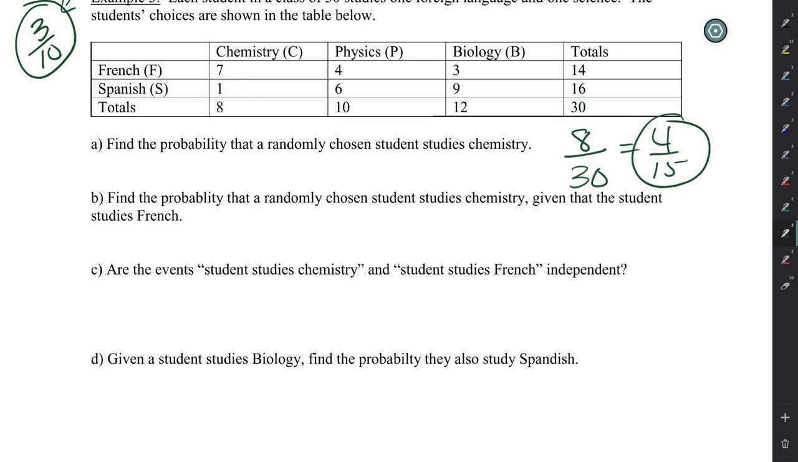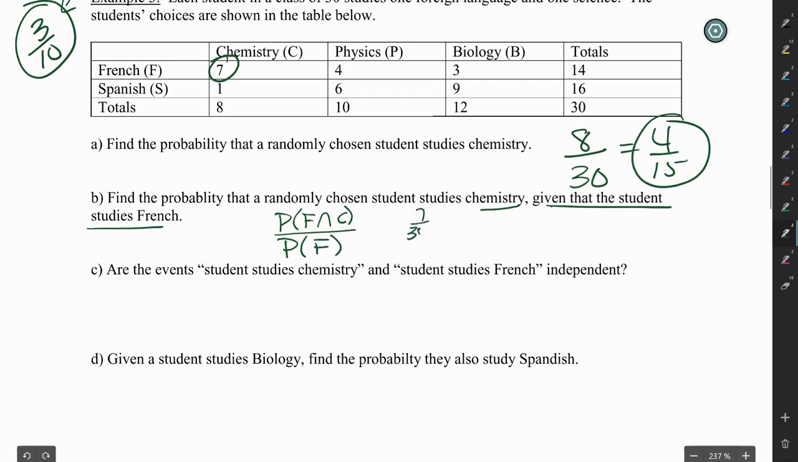Find the probability that a randomly chosen student studies chemistry given that the student studies French. So this is that given that we talked about at the beginning. So the denominator, given that the student studies French, is going to be the probability of French. The numerator is the probability that they do French and chemistry. So the probability of French and chemistry is 7 out of 30, divided by the total number of French, which is 14 out of 30.